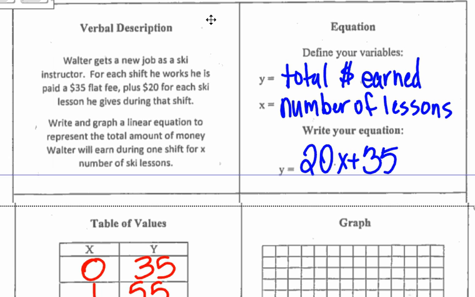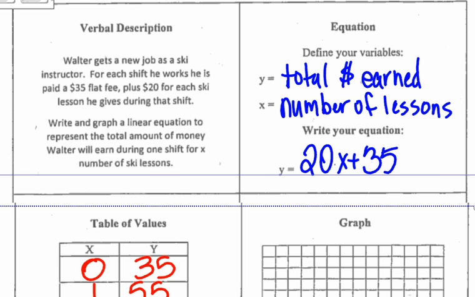All right, welcome back. So let me read this to you. It says Walter gets a new job as a ski instructor. For each shift he works, he is paid a $35 flat fee, plus $20 for each ski lesson he gives during that shift. Write and graph a linear equation to represent the total amount of money Walter will earn during one shift for x number of ski lessons.